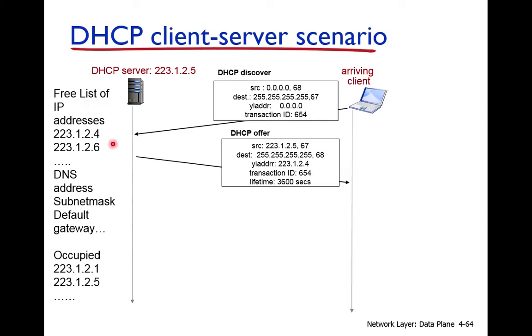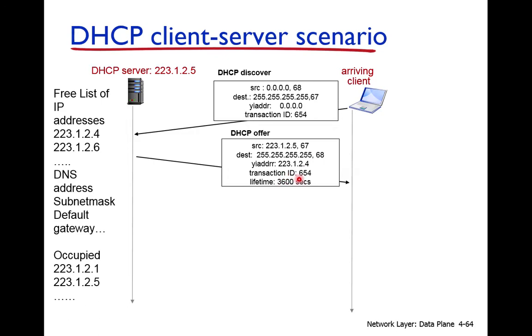Along with this, the offer message also indicates, for example, 223.124, so this is your IP address. I have a free IP address and I can assign this IP address to you. So the "your IP address" field means this is the IP address that could be assigned to the newly joining node. If I want to assign it to you, this IP address will be assigned to you. When the DHCP discovery message was sent, the "your IP address" field was 0, because I had not assigned any IP address until now.